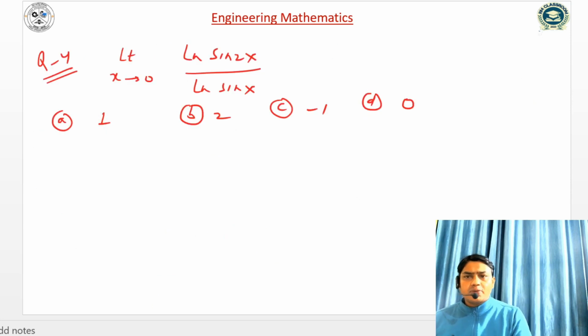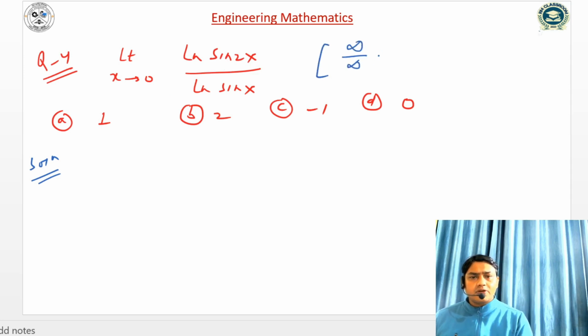Let us take another problem. Limit x tends to 0 of ln sine 2x divided by ln sine x. If I put the value x tends to 0, sine 0 is 0, ln 0 is infinity, so it is infinity by infinity form. So once again L'Hospital rule we can apply. So limit x tends to 0, f dash x by g dash x.